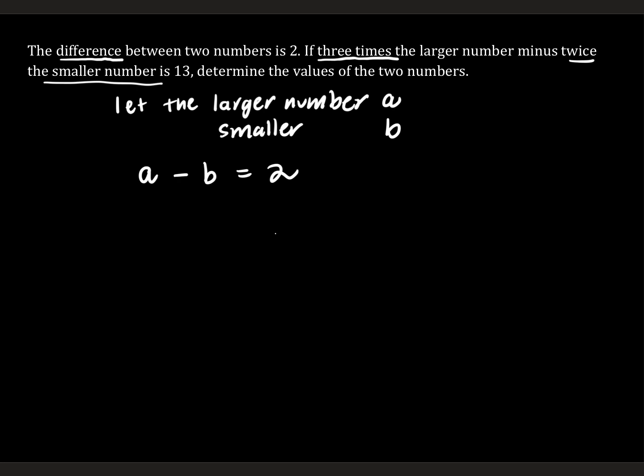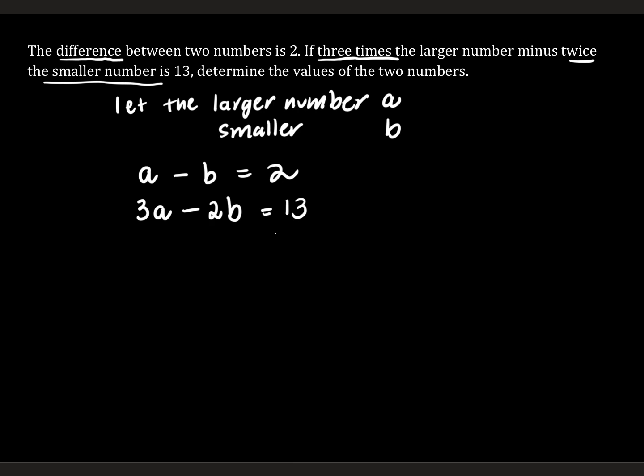Now I'm going to do this. If 3 times the larger number, well, 3 times the larger number, larger number is A. So 3 times the larger number minus twice the smaller number, that's going to be minus 2B, is equal to 13. Then determine the values of the two numbers. So I've got some simultaneous equations here for me to solve. I can either solve these again through elimination or through substitution. I think for these ones, I'm going to try elimination.